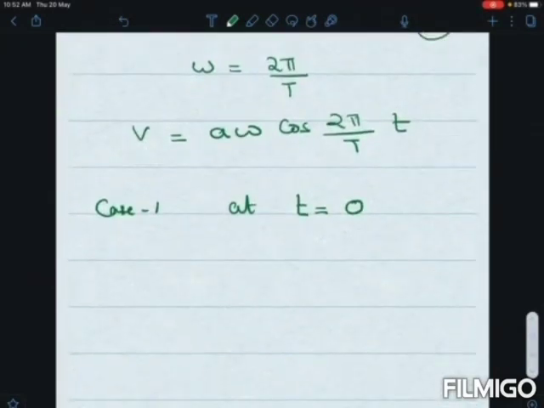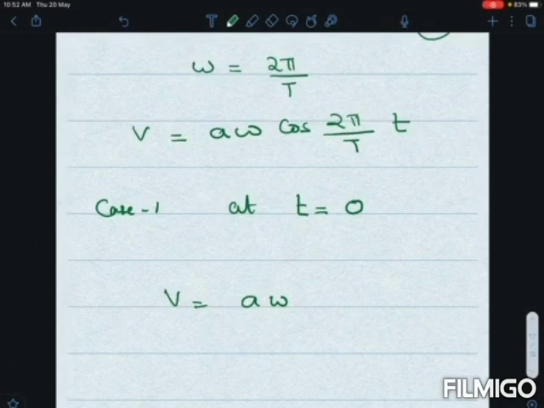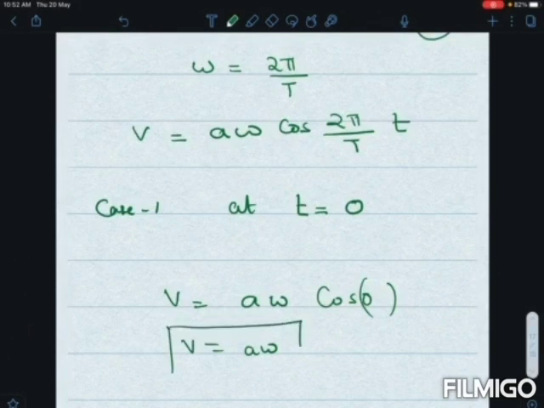So case 1 at t equal to 0. Now equation 7 becomes V is equal to a omega. So t is 0, that means it is cos 0, and cos 0 is nothing but 1. So it is a omega, the maximum value. We'll do the graph afterwards. So let's put this as a omega.